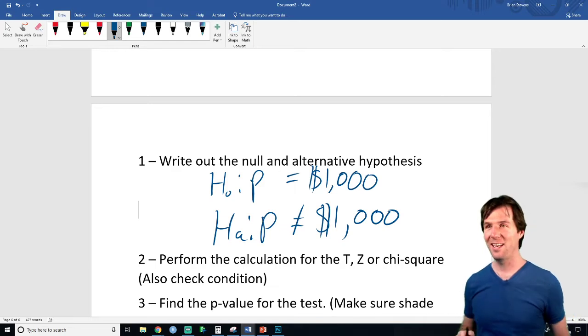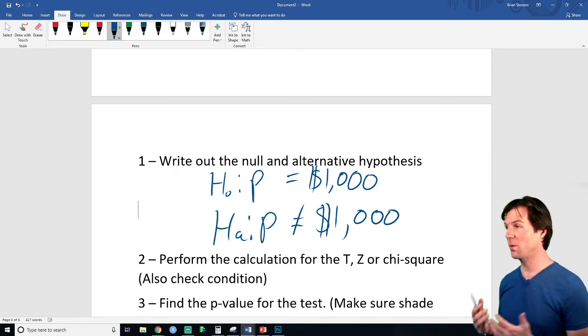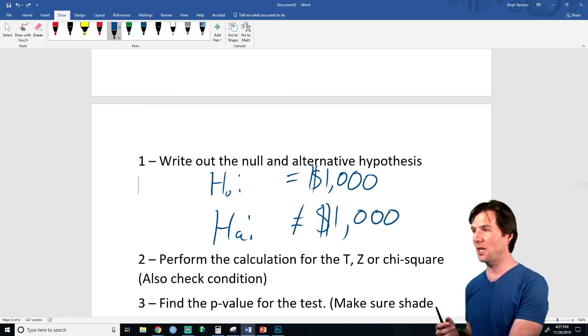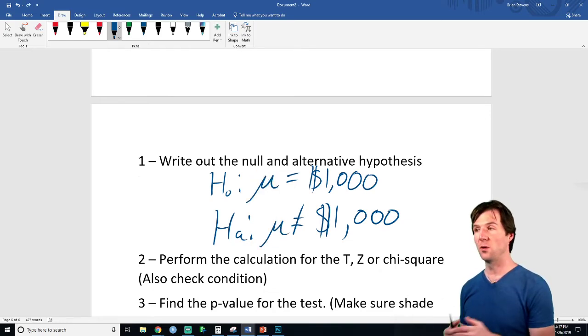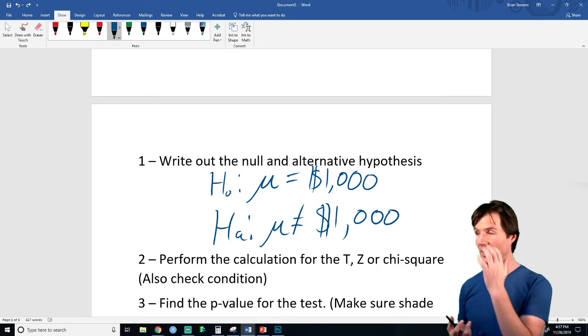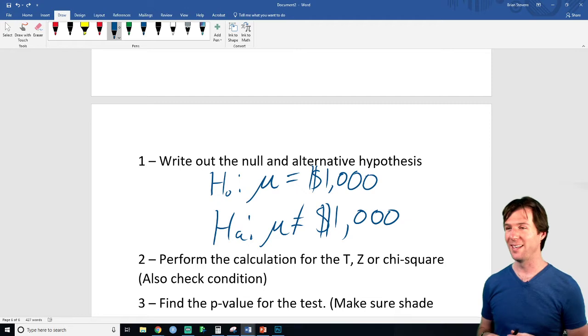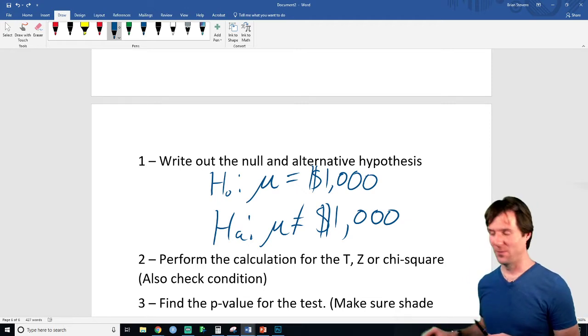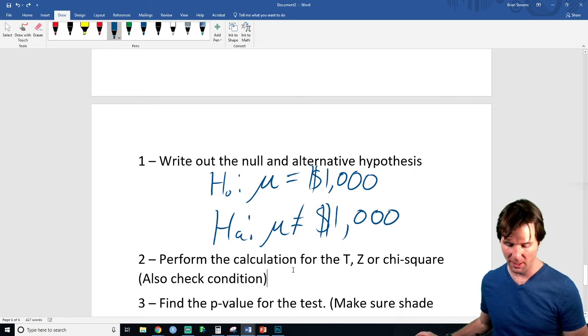Any questions, feel free to ask them in the chat as we walk through all of these steps. But we have here, this would be a mistake. Let's make sure we write the true mean is equal to 1,000. And the alternative would be the true mean is not equal to. Awesome. And I hope this helps everyone out.